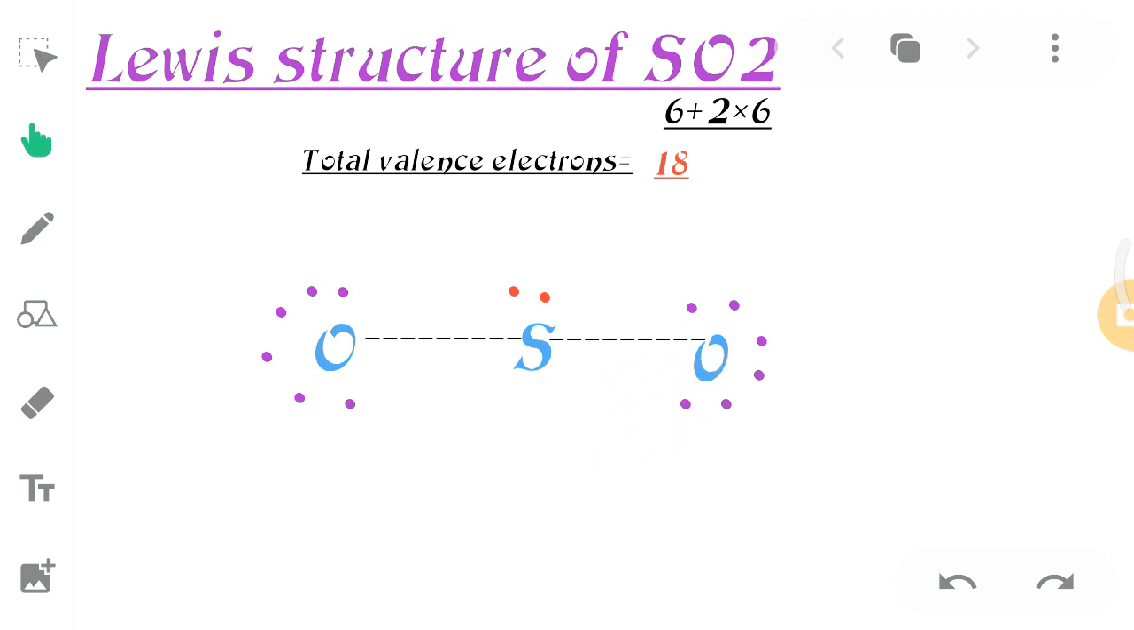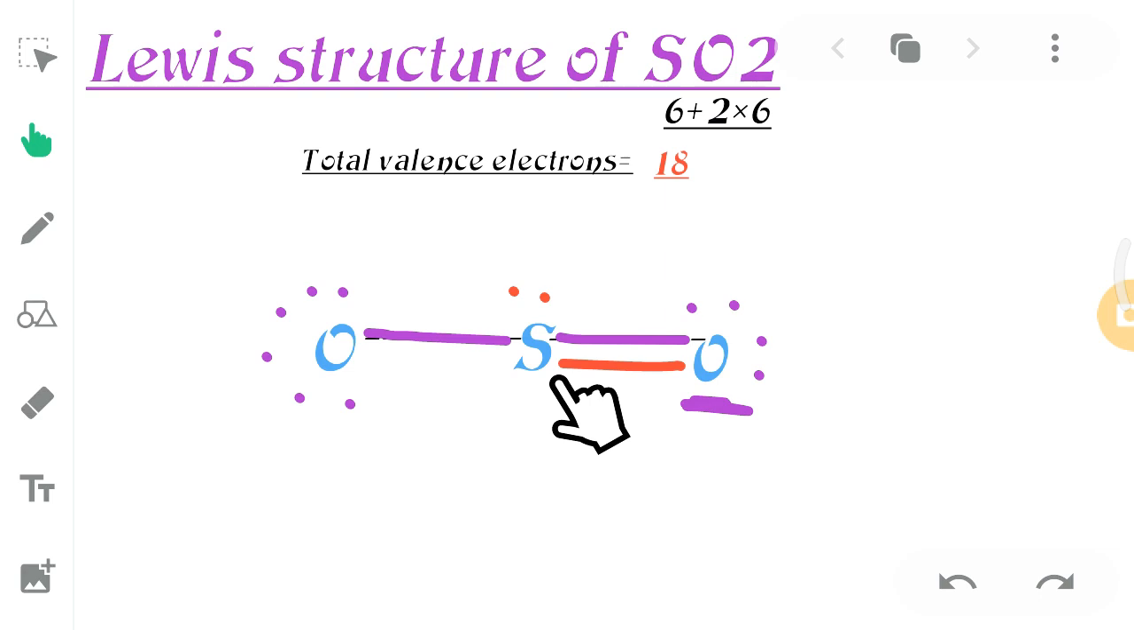I need 2 more. The method for getting that to happen is to take 2 electrons from one of the oxygens and create a double bond so that those 2 electrons are shared. This sulfur now has 2, 4, 6 electrons in bonds, and 2 electrons in this lone pair. That gives 8 total, and this sulfur satisfies the octet rule.